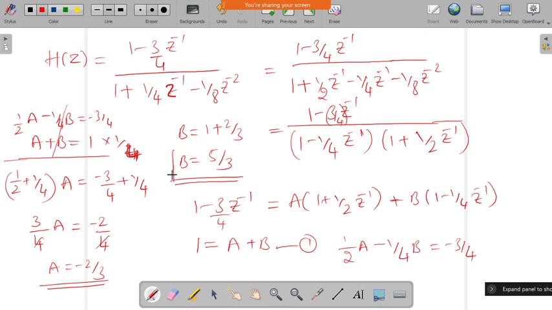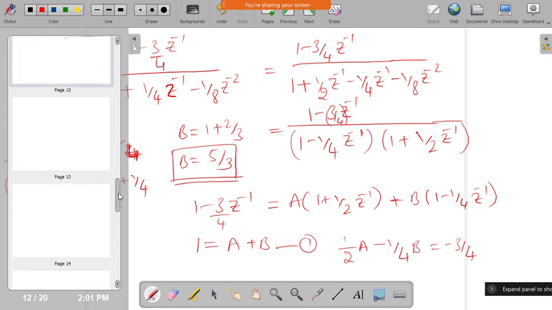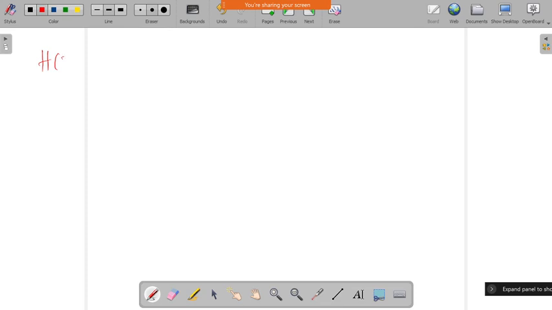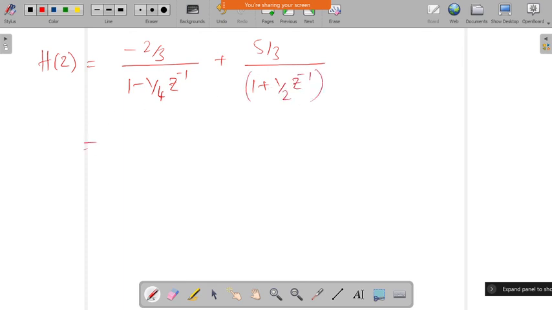So now these are the values of a and b. Now we can substitute and we can write this expression as h of z, which we can write as minus 2 by 3 by 1 minus 1 by 4 z inverse plus 5 by 3 divided by 1 plus 2 z inverse. So now you can take the inverse z transform.